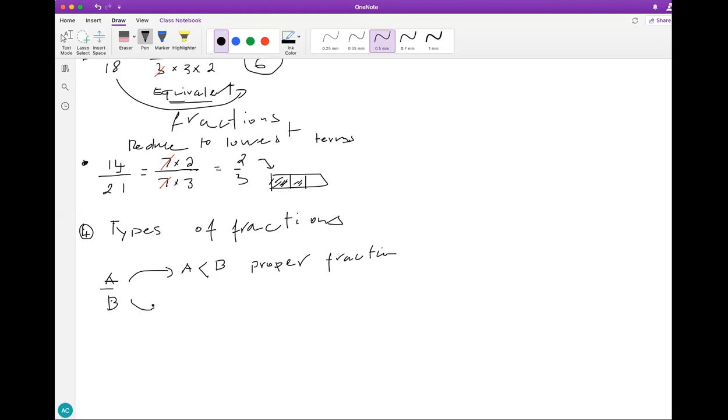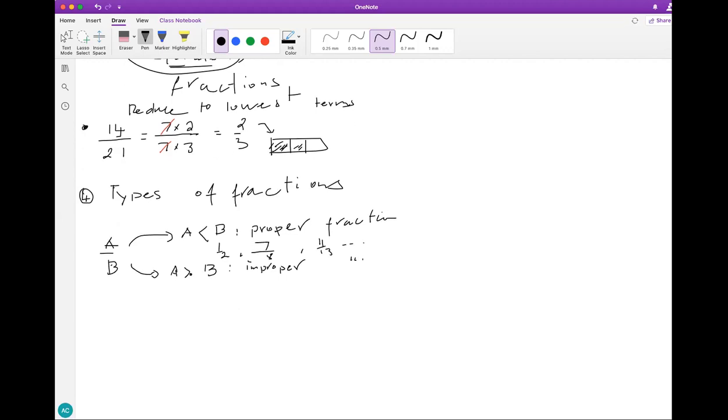Okay, but sometimes the top number is not less than, but instead it's higher than. If a is greater than b, what kind of fraction is it? Improper. That's right, the opposite of proper is improper. Improper fraction. Examples here, let's say 1/2, 7/8, 11/13, and so on. All these are proper because the top is smaller. 1 is smaller than 2, 7 smaller than 8, and so on.